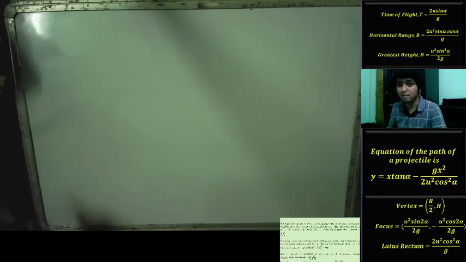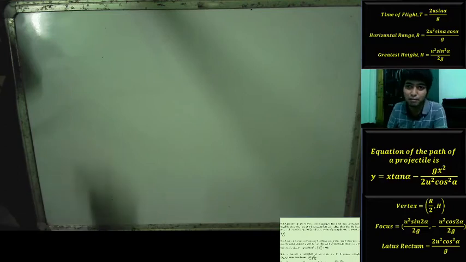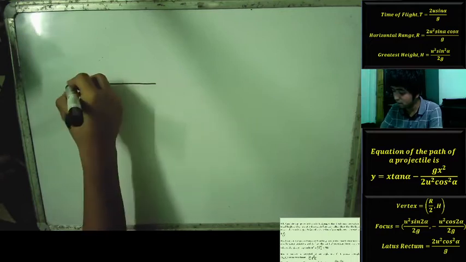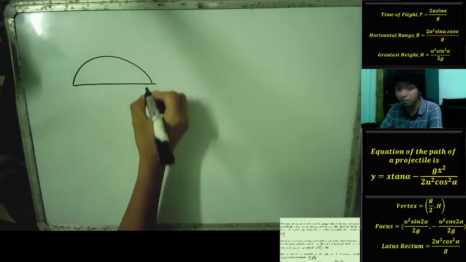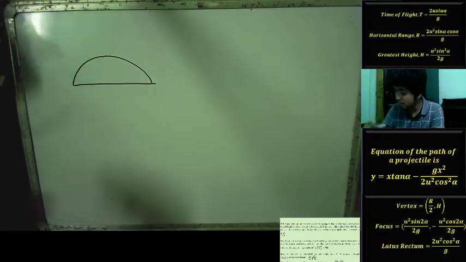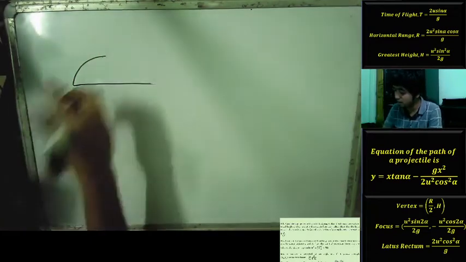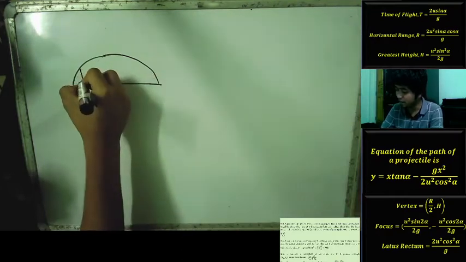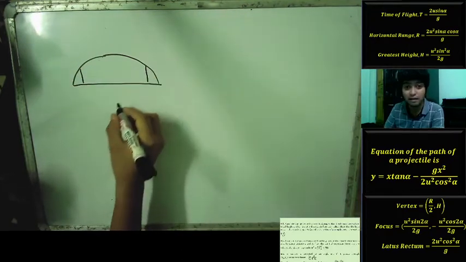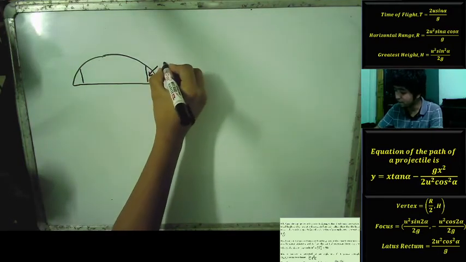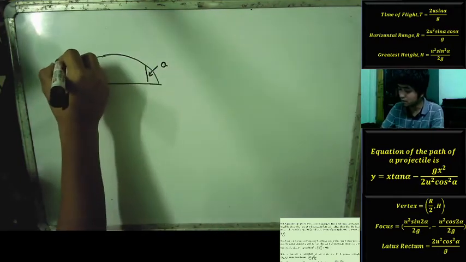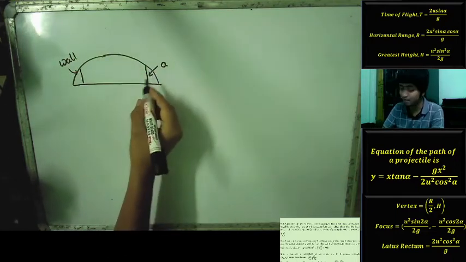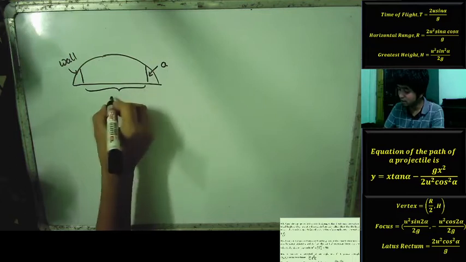So if you are taking a look at the question, what we are having is that we are throwing a projectile and there are two walls of equal height. Just let me draw it properly. The height of each wall is a. So this is a wall and this is also a wall. Both of them are of equal height a, and the distance between the two walls is 2a.